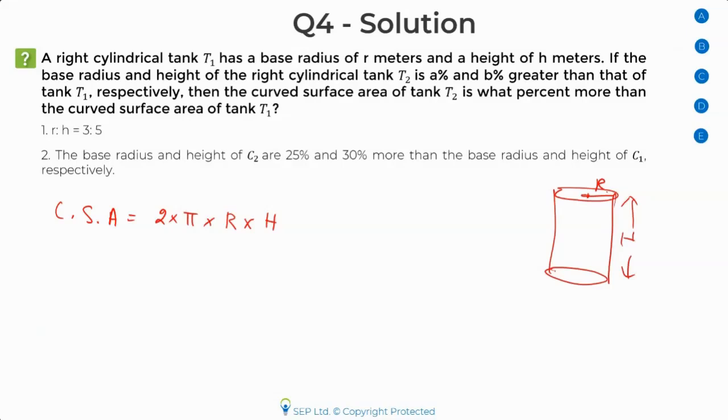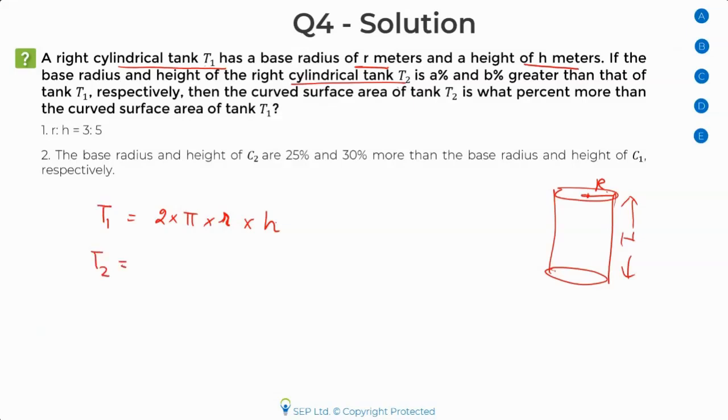So in this question, I have a cylindrical tank T1. It has R and H as its radius and the height. If you want, you can replace it with small r, small h. I did not notice it, so let me just make that change. Now, there's another cylindrical tank. We are talking about curved surface area, so let me write this as T1, curved surface area. And let's talk about T2.